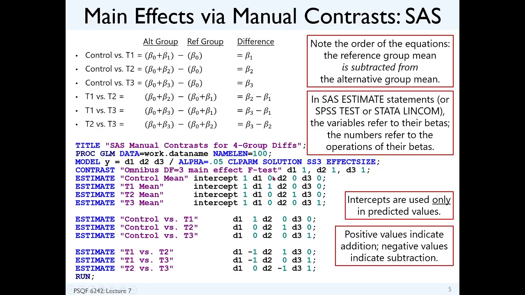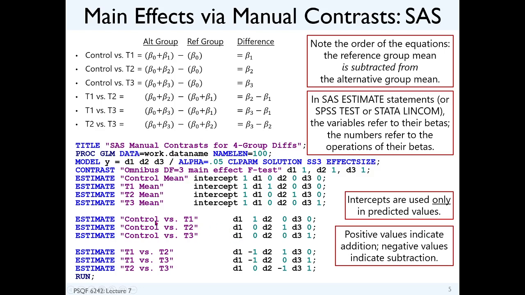So the pattern of zeros and ones corresponds exactly to how these variables were constructed initially. D1 turns on, has a 1, so to speak, when we're talking about the treatment 1 mean. D2 turns on if we're talking about treatment 2, and D3 turns on if we're talking about treatment 3. The remaining 6 estimate statements then are giving us the pairwise group mean differences. The first 3 are actually redundant with the model, but they're included here for pedagogical purposes.